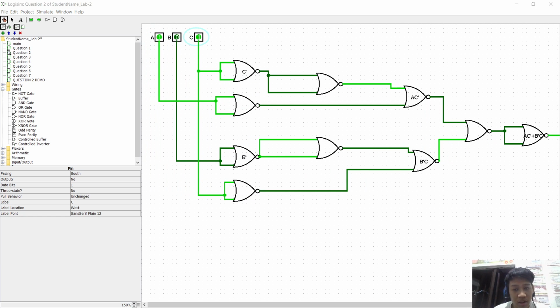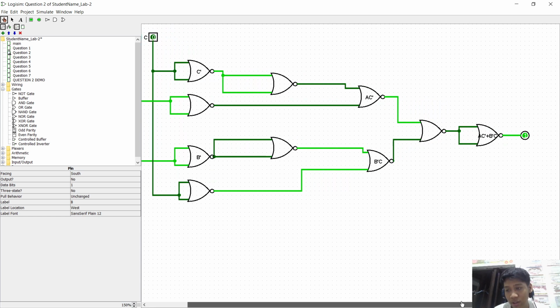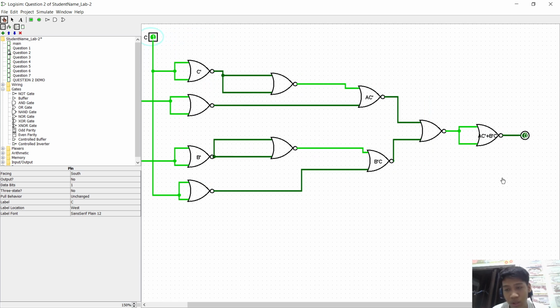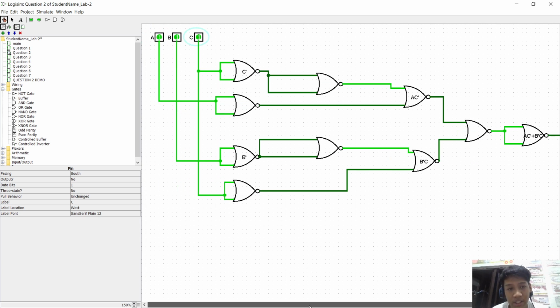For A and B, if we put two inputs of 1, there will be an output of 1. And lastly, if we put an input for all three inputs A, B, and C, we will have an output of 0. And for the next video, we will be discussing how to answer question 7.